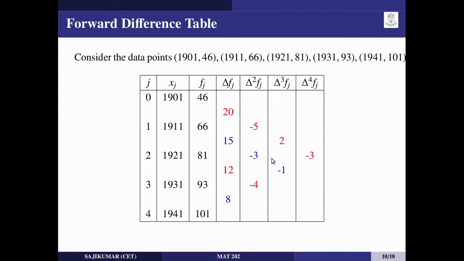Similarly, in the next forward sloping line, 15, minus 3, minus 1 are the first difference and higher order differences of 66. 12, minus 4 are the higher differences of 81, and 8 is the difference of 93. So this table is called the diagonal difference table, and we will use it in the computation of the forward difference interpolation formula and the backward difference interpolation formula.